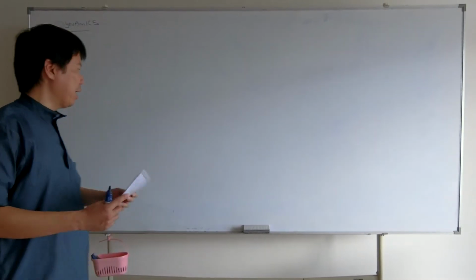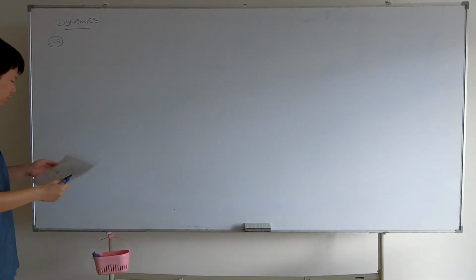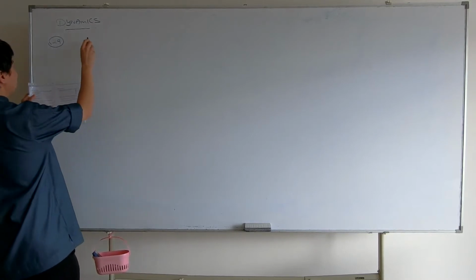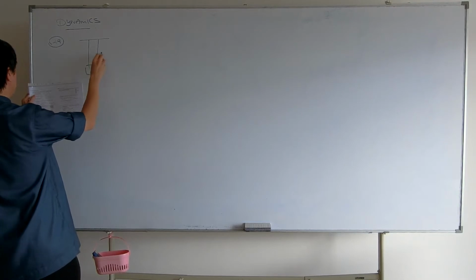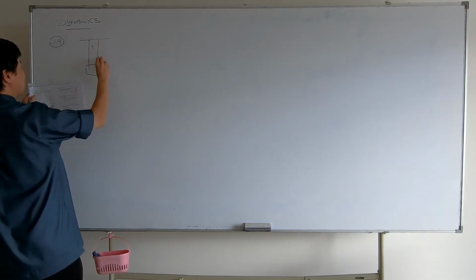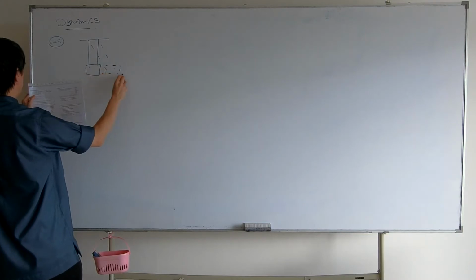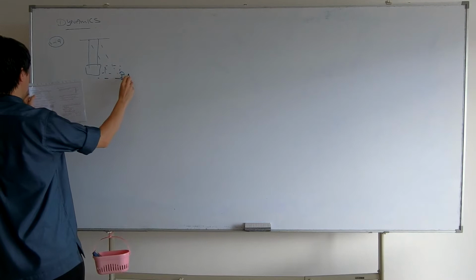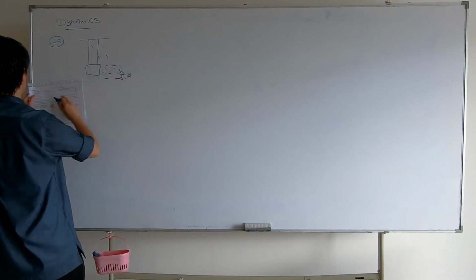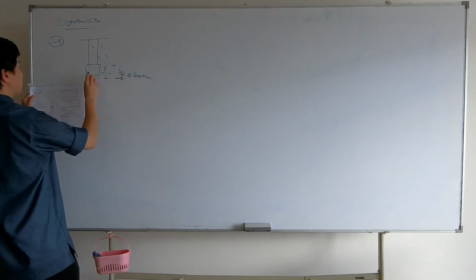Answering question 29. In 29, your diagram looks like this, with a block formed by two strings, and then you have another picture that shows where it is finally, with a distance apart of 8.6 centimeters.